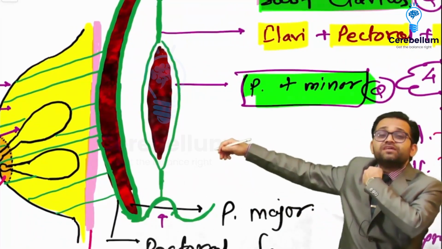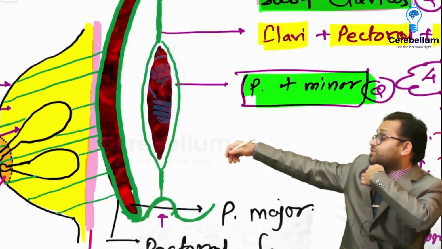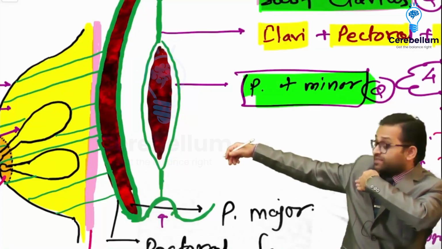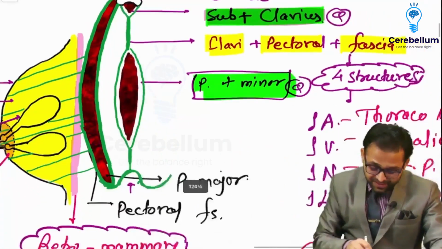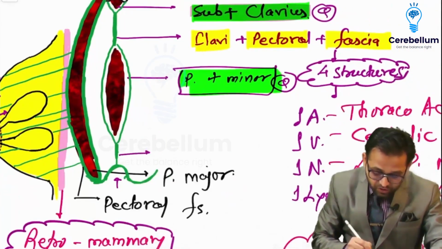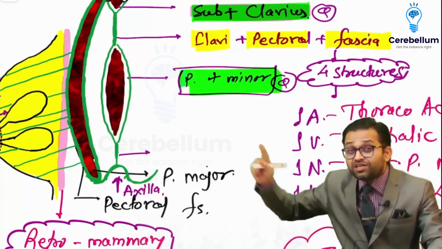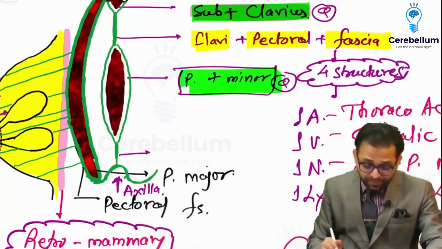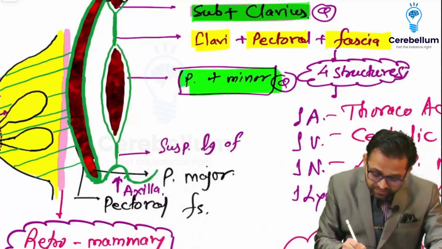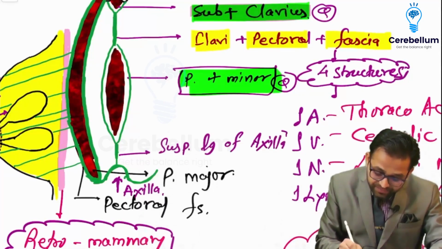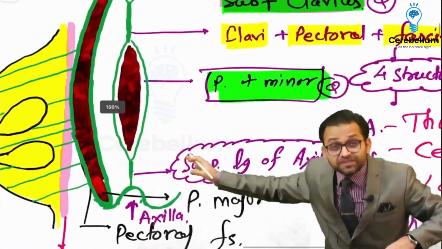Try to understand. Here is the clavicle. Pectoralis minor is here. This fascia is running from the clavicle, enclosing the pectoralis minor. Then it is reaching the axilla, and the axilla is concave in shape. So this is our concavity. This is our axilla portion. So that continuation of the clavipectoral fascia is known as the suspensory ligament of the axilla. Yes, catch this point. This is the suspensory ligament of the axilla.